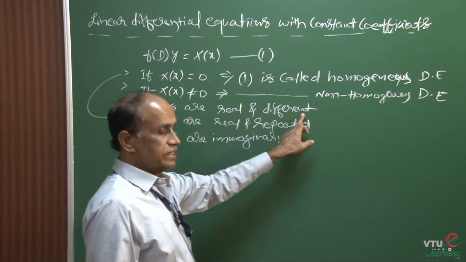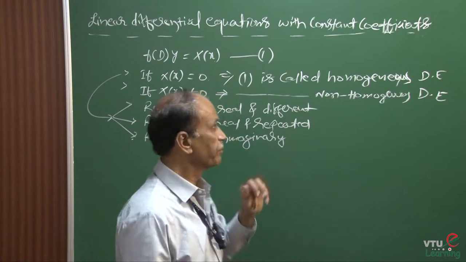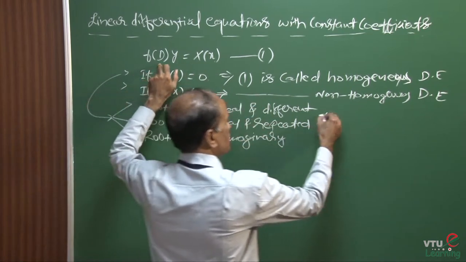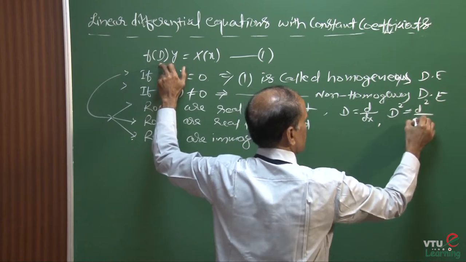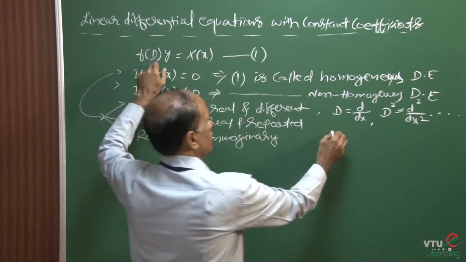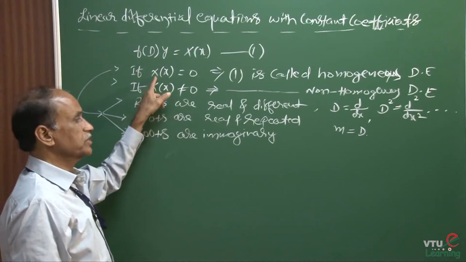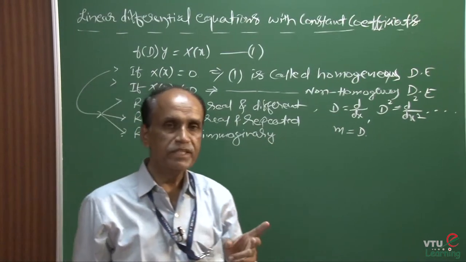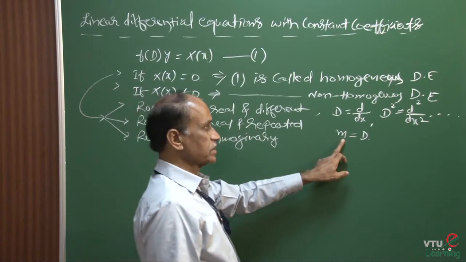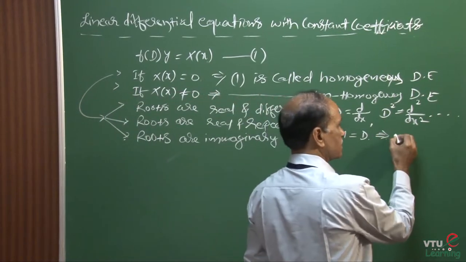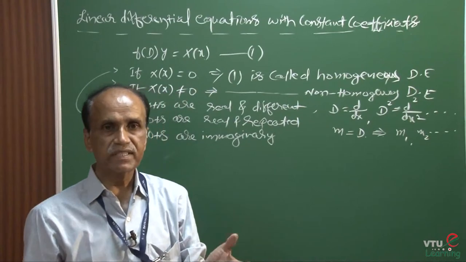Here roots are real and different. That gives converting f(D) in the form of the auxiliary equation, that is, replacing D by m. Here capital D stands for the first order derivative, D square stands for the second order derivative, and so on. We replace D by m, and f(D)y for the homogeneous function becomes an equation; we call it the auxiliary equation. The auxiliary equation will give the numbers m1, m2, and so on. They are all the roots of the equation.